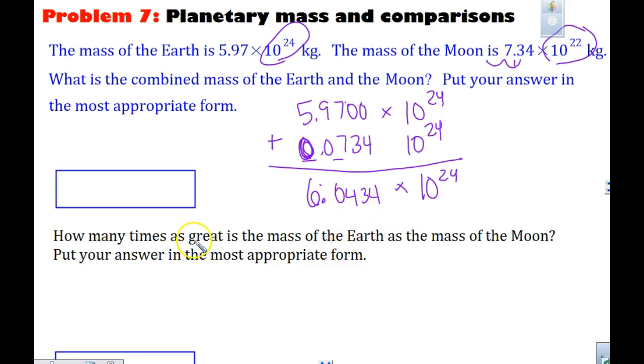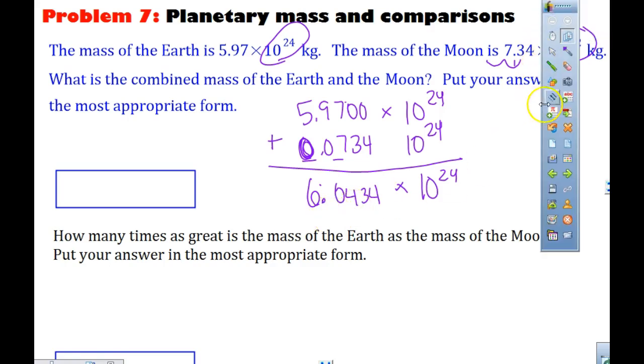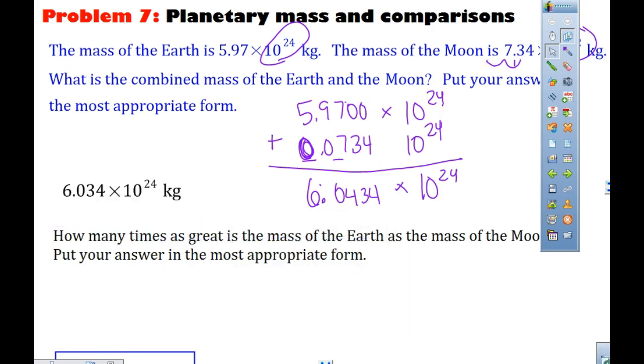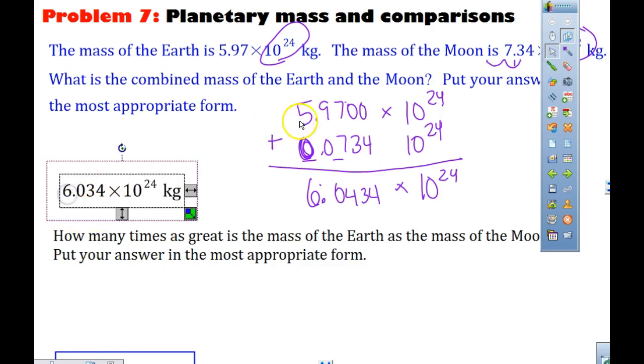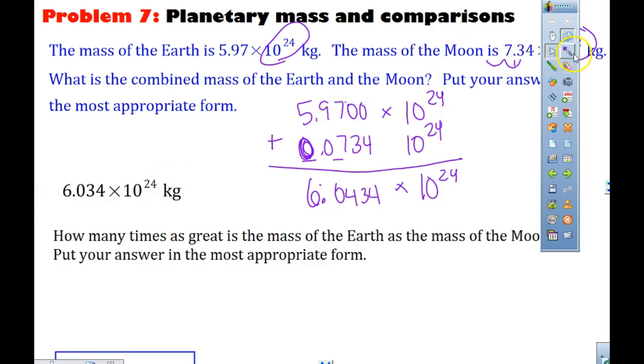So when we look at that, the question is asking us to put our answer in the most appropriate form. A lot of times what you might see, I would take this full answer. I also would take it if you just wanted to tell me 6.034. That doesn't sound right. 6 point, we're going to keep it as 6.04 if we are looking at that. 3. And if you wanted to go just a couple decimal places.